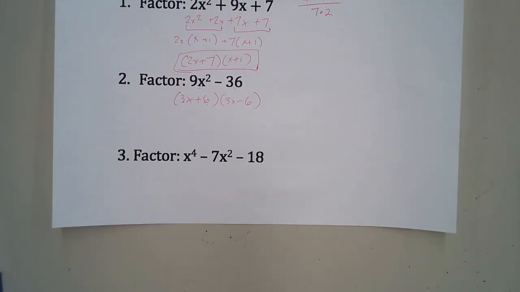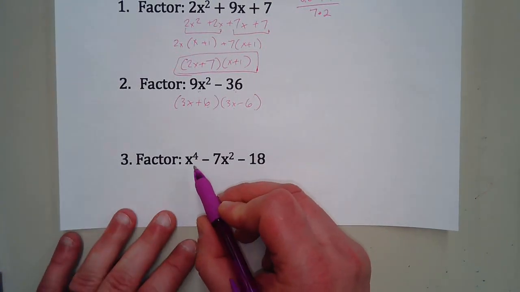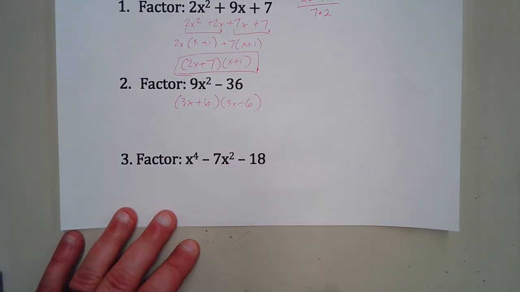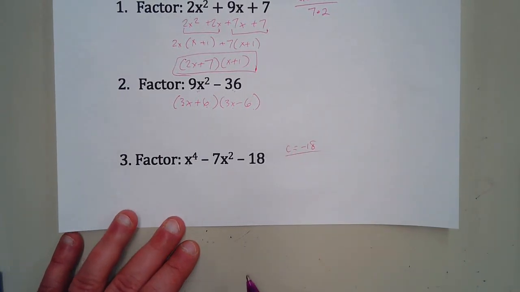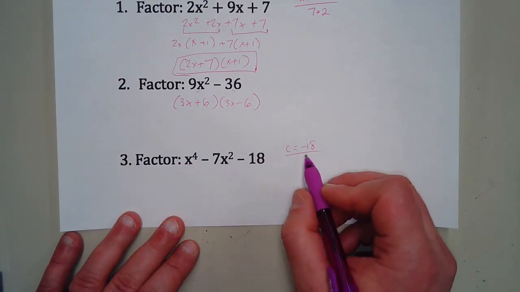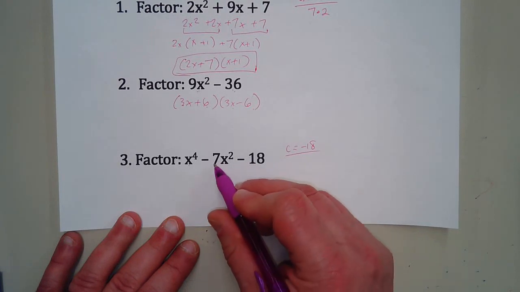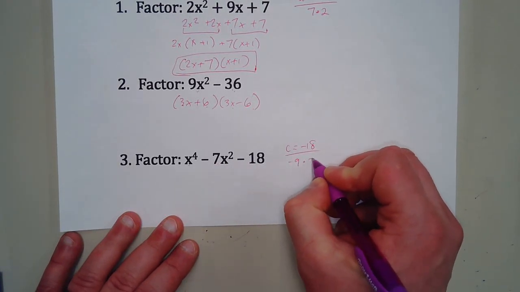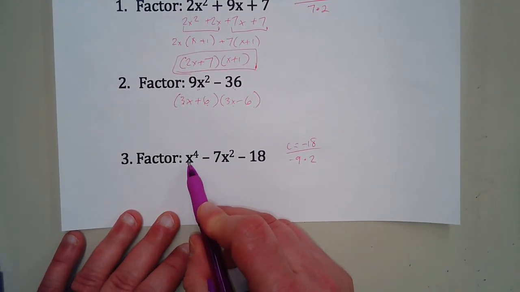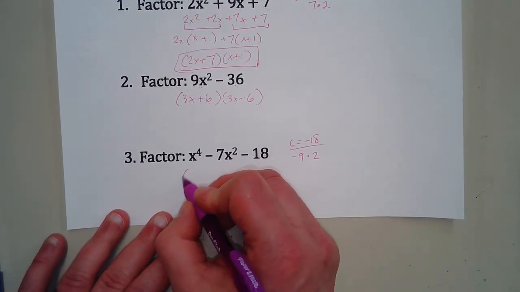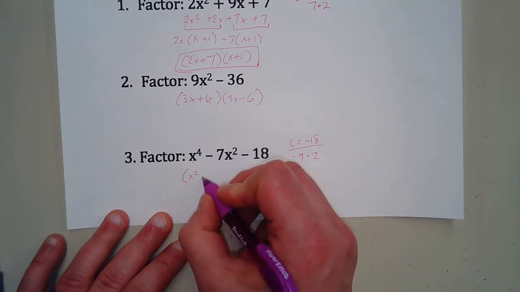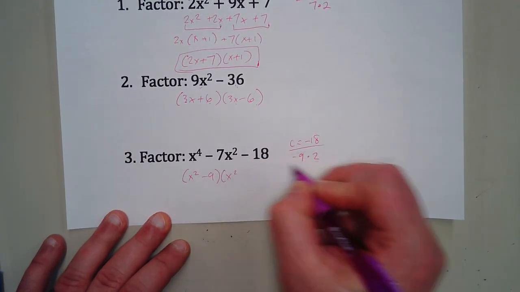This one, a little bit sneaky here. We throw a quartic, but it's in the same format as a quadratic. So we can actually use our factors of C that add to B type of moves here, because a is 1. So we could say factors of negative 18 that add to negative 7. So we go negative 9 and 2. And the fact that these are x to the 4th and x squared is going to work just fine, because what it's going to be now is we're going to say it's x squared minus 9 and x squared plus 2.